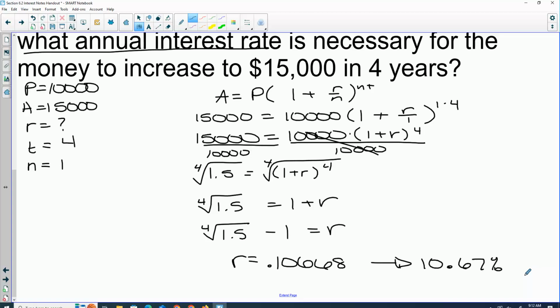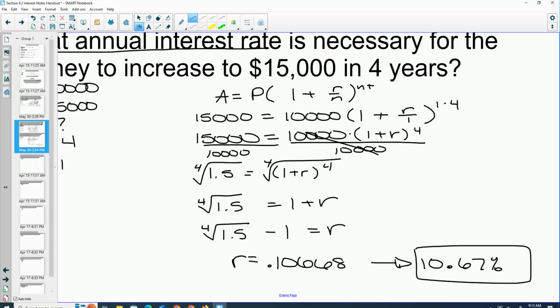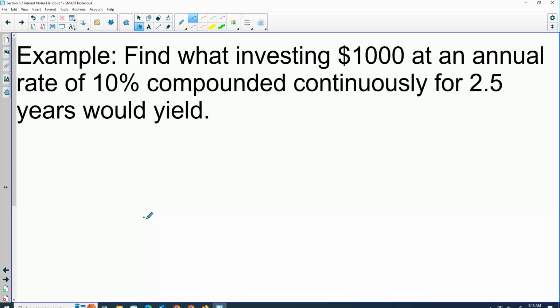How are we doing with these? So we're calculating interest, but I might ask you to solve for any of the variables in the equations. So you have to combine what we were using with solving exponential equations with our interest formulas. Any questions there? I am going to jump around a bit. Let's go to this one next. So I'm skipping the next example and going to the one after that.